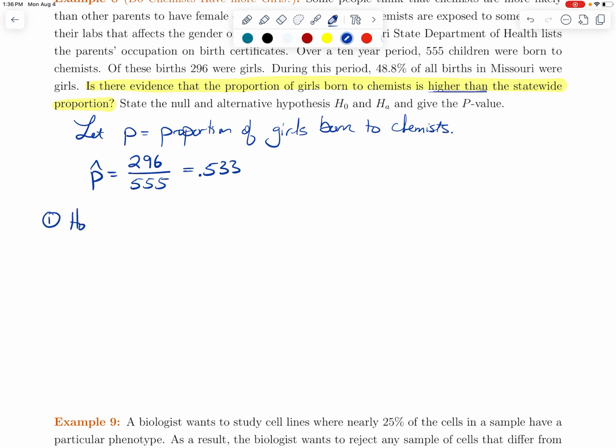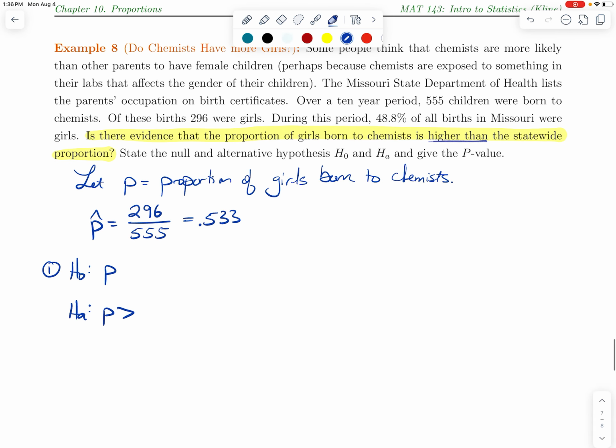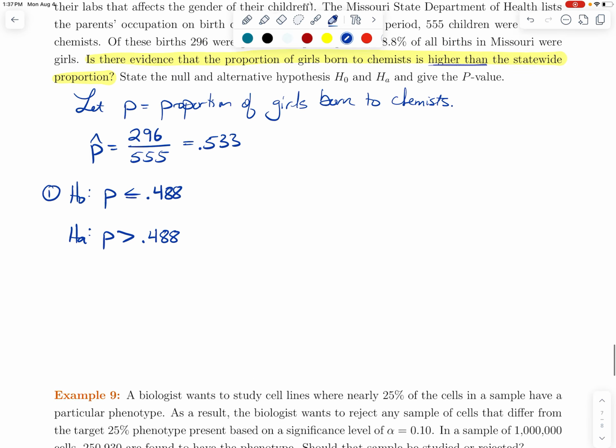The null is a statement about P, and the alternative is a statement about P. If you go back to the highlighted part here, is there evidence that the proportion of girls born to chemists, that's our P, is higher than, so greater than, the statewide proportion? And we're told the statewide proportion is 48.8%. So the alternative, what we're asking as the researcher, is P above 0.488? And the null is the opposite of that: P is less than or equal to 0.488. So that's the first step.